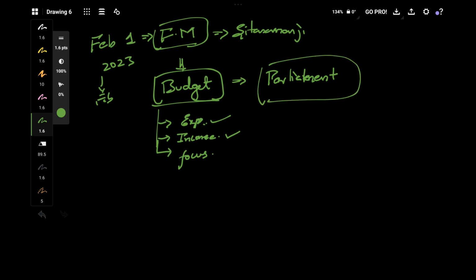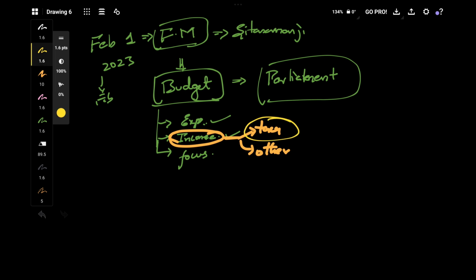Okay, so this income part, government will have taxes, income from taxes, and other income too. Like government will have its own owning in public companies, its own shareholding, and some businesses, non-profit but government businesses, something like that. So for this taxes part, we call it the finance bill.